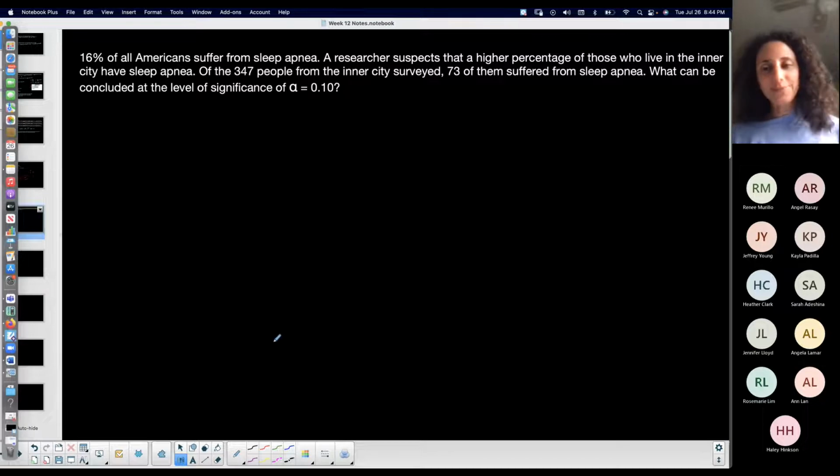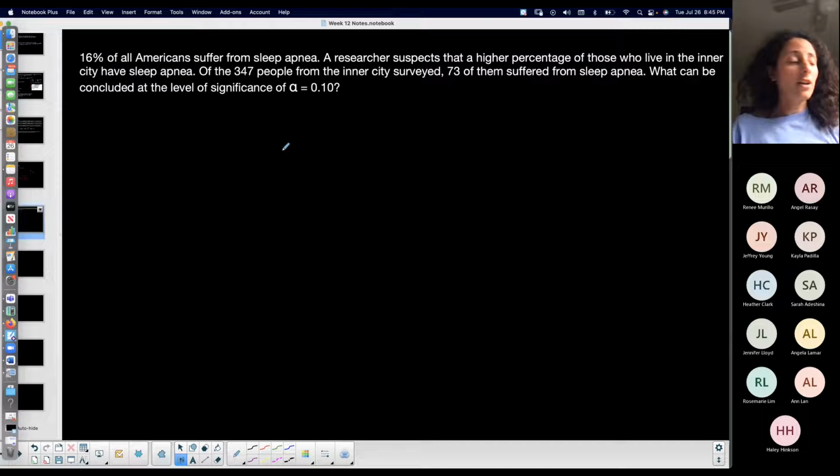So I'll read it. 16% of all Americans suffer from sleep apnea. A researcher suspects that a higher percentage of those who live in the inner city have sleep apnea. Of the 340 people from the inner city surveyed, 73 of them suffered from sleep apnea. What can be concluded at the level of significance of alpha equals 0.1?